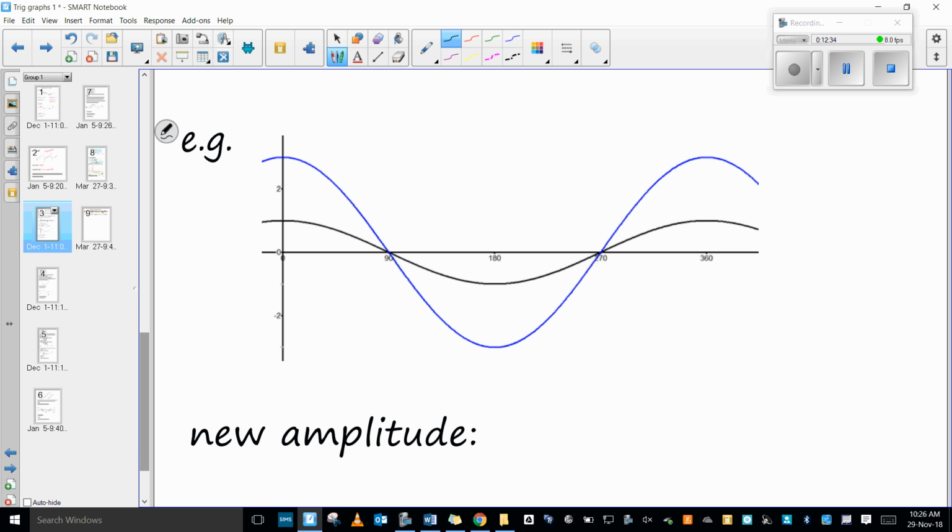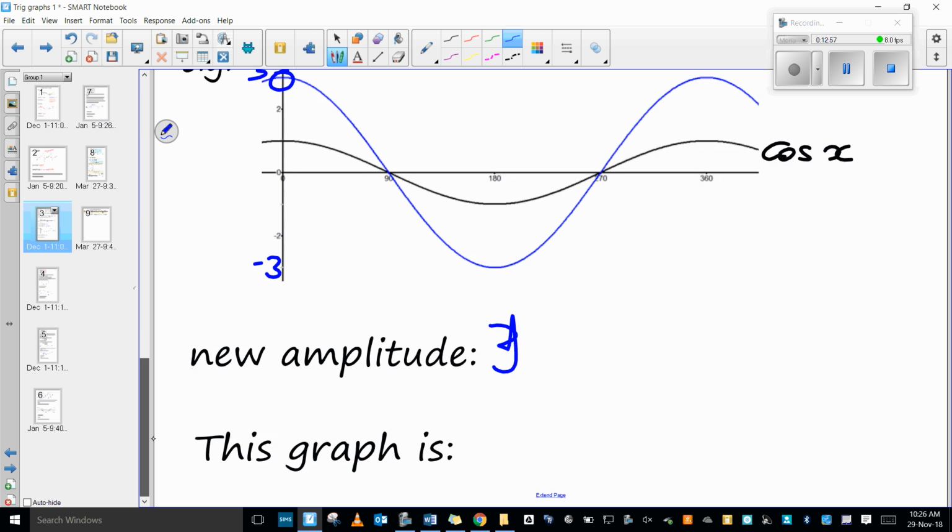This one's cos, because it makes the c go through the y-axis. Where does this one go up to and down to? 3. I can actually label it. So my new amplitude is 3. And so my graph must be y equals 3 cos x.